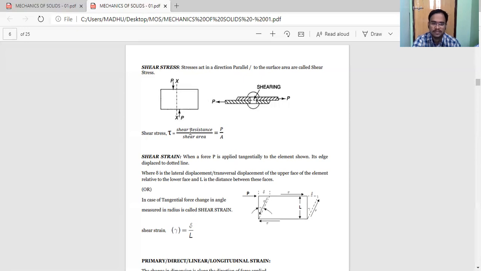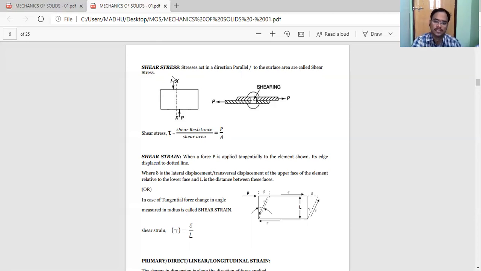And shear stress is given as shear resistance by shear area. Here we have one example. Either the load can act tangentially, parallel to the axis, or act over a surface, and the loads can be like this also. It leads to shearing off. So here what it says is that stresses acting in a direction parallel to the surface area are called shear stresses.